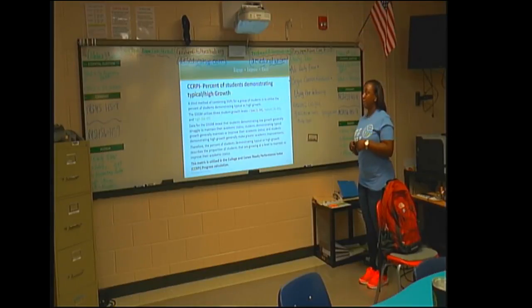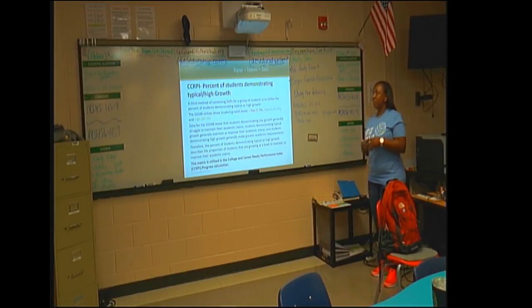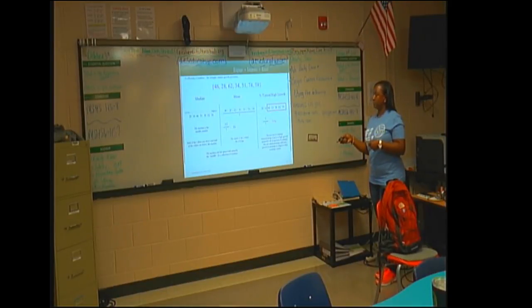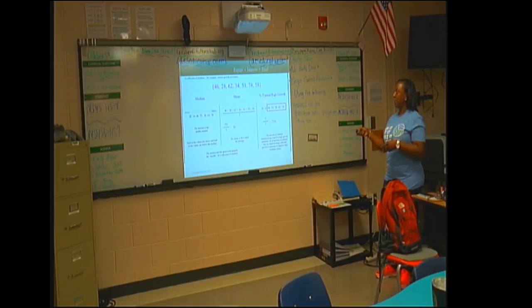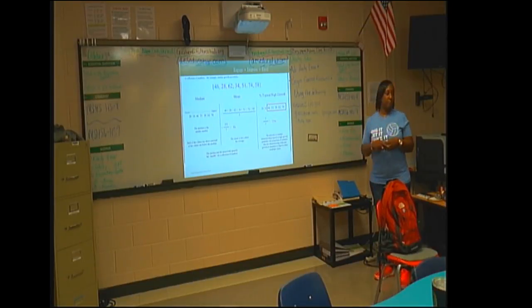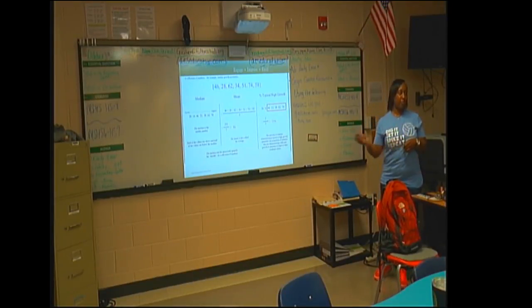So now CCRPI. This is the third method of combining students, to utilize the percentage of students demonstrating typical or high growth. When we look at growth, we have low growth, where the percentiles range from 1 to 34. We have typical from 35 to 65, and high from 66 to 99. This is just an example of mean, median, and typical to high growth, how they calculate it. Any questions from me so far in regards to this?